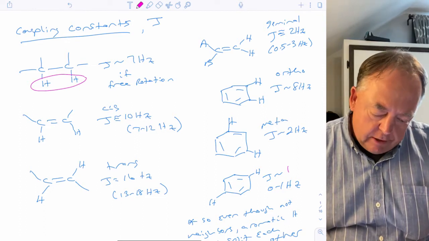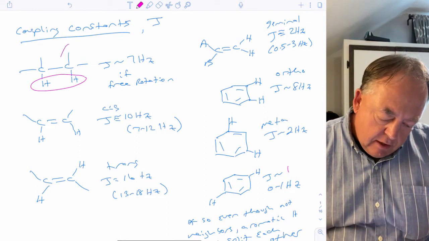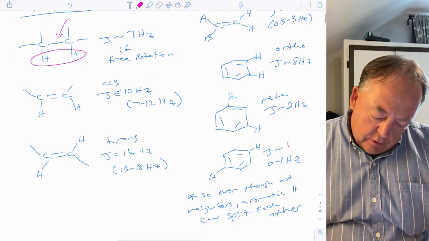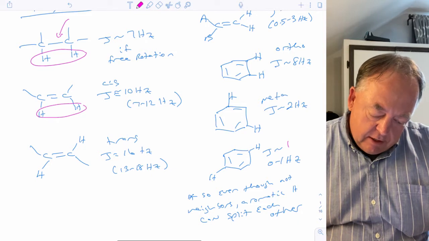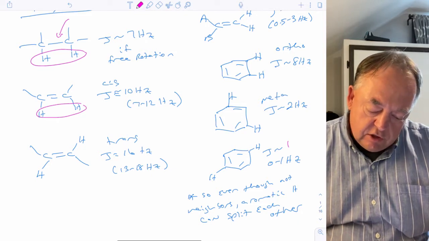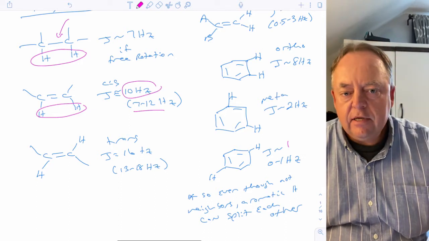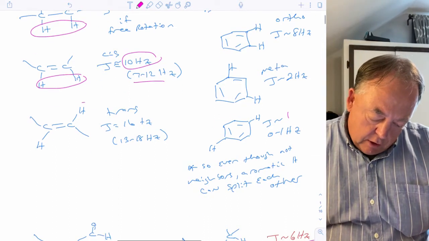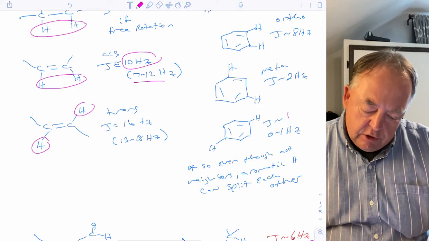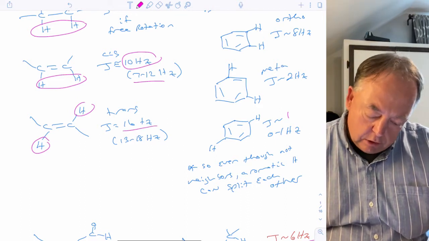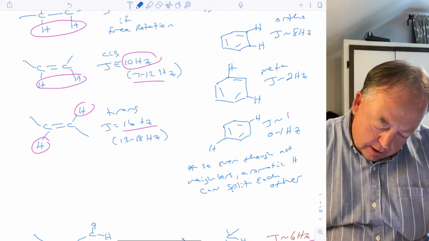And this is all greatly impacted by whether or not you have free rotation around bonds. Okay, so if you have hydrogens on a cis alkene, so those two hydrogens cis to each other, their coupling constant is about 7 to 12 Hertz, so on average about 10 Hertz. If the two hydrogens on an alkene are trans to each other, then on average about 16 Hertz coupling constant, so that's pretty large, one of the larger coupling constants.